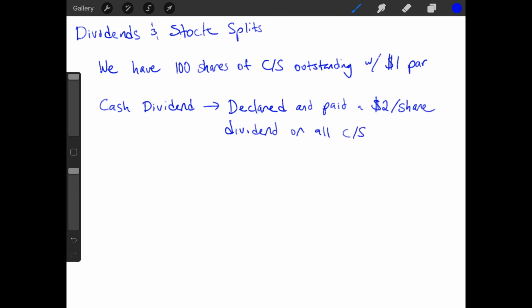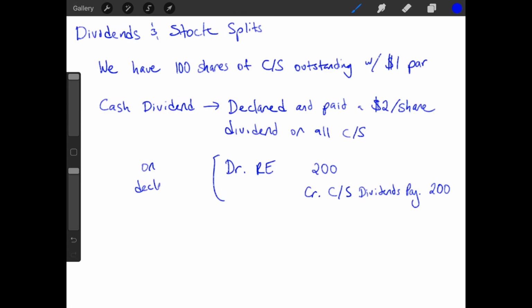And so the first journal entry we're going to record is going to start with a debit to retained earnings, which is reducing our retained earnings for the amount of our dividend. In this case, it'll be the $2 per share times the 100 shares outstanding. And we're going to credit common stock dividends payable for 200. You could always call it dividends payable if you're not dealing with common stock and preferred stock in the same problem. But this is the journal entry on declaration.